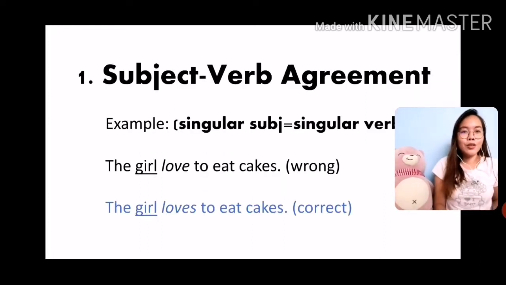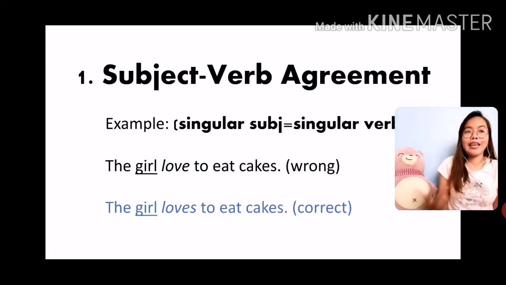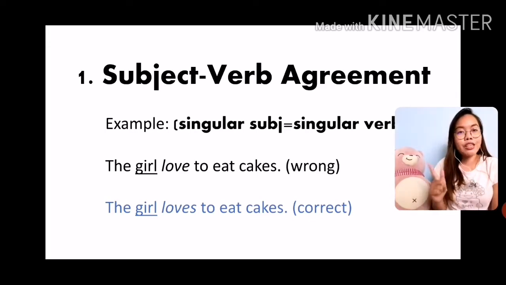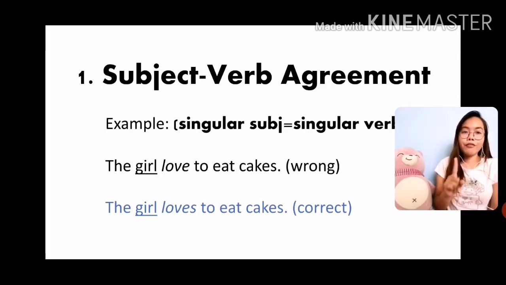Let's do this. The first one is the most basic, the very important, basic but very crucial. Why? Because this is one of the commonly mistaken parts of the English grammar. So when we have a subject which is singular, we should pair it with a singular verb. Take note that our subject and our verb should always agree with each other. Example here, the first sentence states, the girl loved to eat cakes.